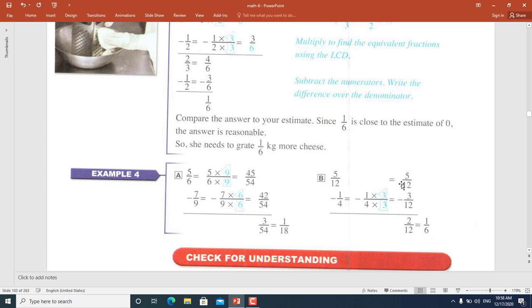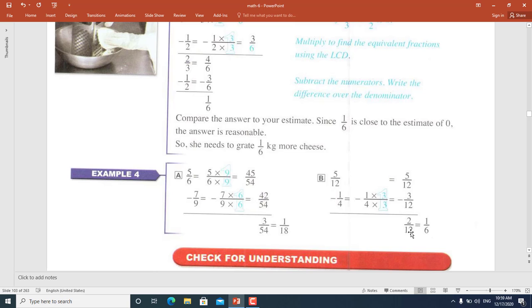We don't change the first fraction. We just change the 1 over 4. We make the denominator 12 by multiplying by 3. 4 times 3 is 12 and 1 times 3 is 3. These two fractions we have, we subtract. 5 minus 3 is 2 and we keep 12. We get 2 over 12.